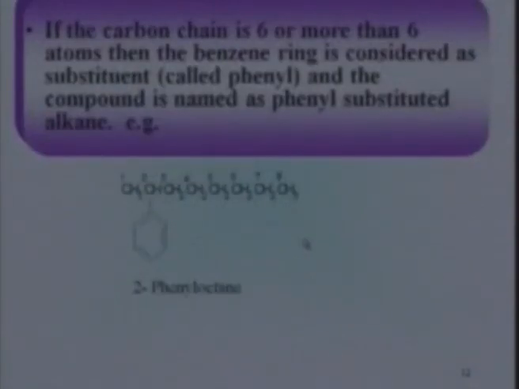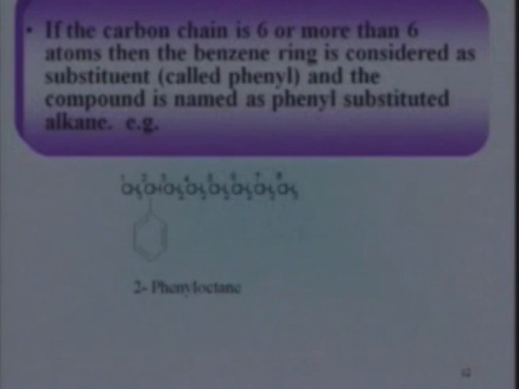But what will happen if the carbon chain is more than 6 atoms? Let us see. In this case, this is the carbon chain which is longer than 6 atoms. If the carbon chain is 6 or more atoms, then the benzene ring is considered a substituent called phenyl, and the compound is named as phenyl substituted alkane. Remember, this is an alkane, there you will find only single bonds, no double bond. Benzene is attached to carbon number 2.